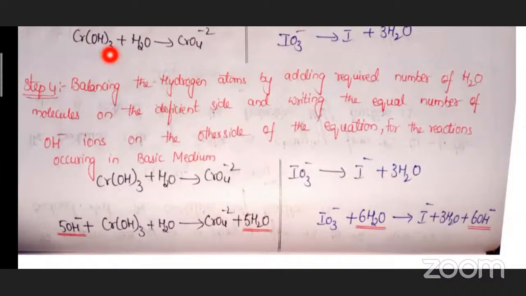So see, what was our final equation in the previous step? That equation only I have written here. Now you see, we have to balance hydrogens. On the reactant side, totally how many hydrogens are there? 3 plus 2, so 5 hydrogens are required on the product side. So I will write 5 water molecules on the product side. At the same time, 5 OH minus ions on the other side of the equation. What is the other side? The other side is the reactant side. This is the step. Carefully you have to understand.